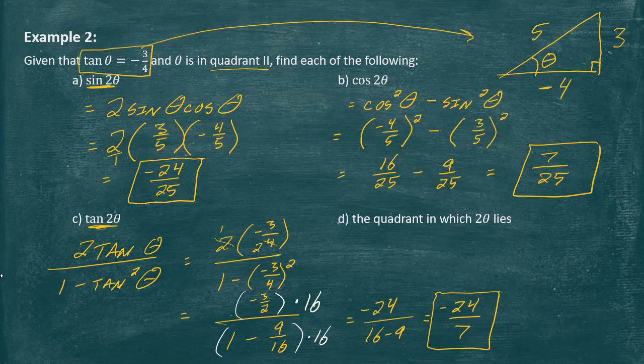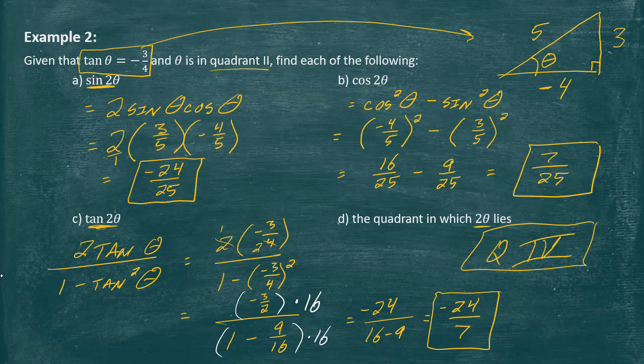Now as far as what quadrant this would lie in, we could now look at our 3 results and go, well, sine is negative, cosine is positive, and then this tangent value was negative. Where do those 3 things happen? Well, if cosine is positive, it has to be on the right side of the unit circle. If sine is negative, it's got to be on the bottom, so that would mean this has to be a quadrant 4 angle.